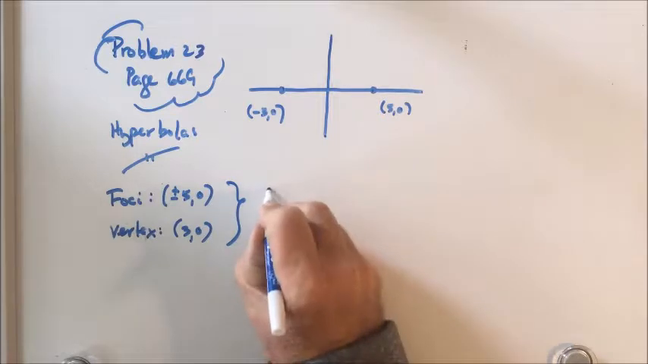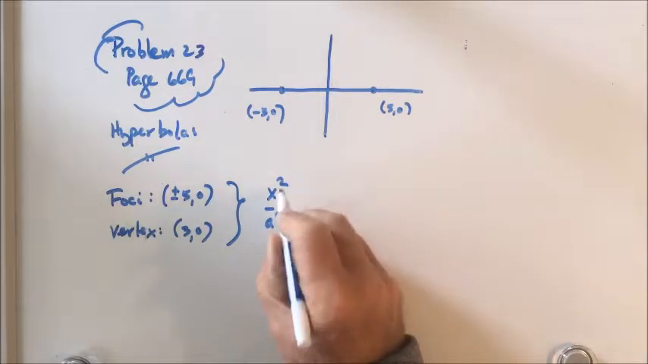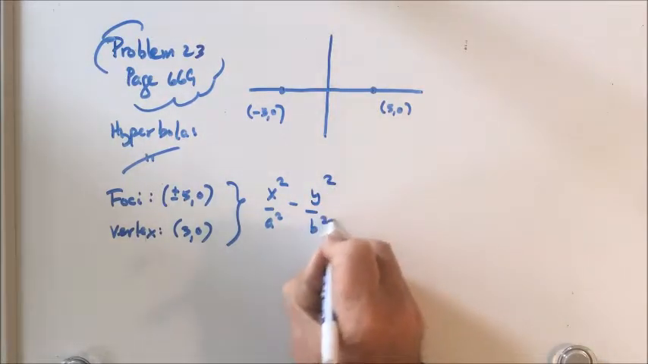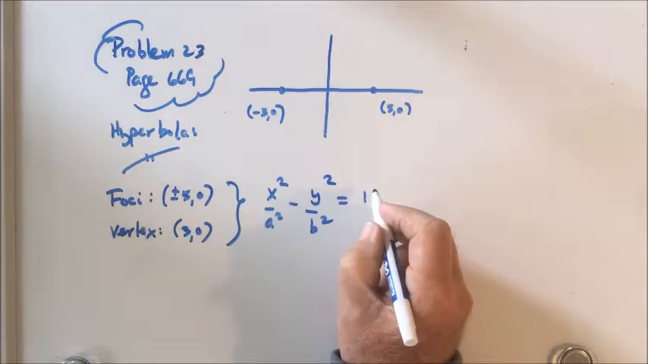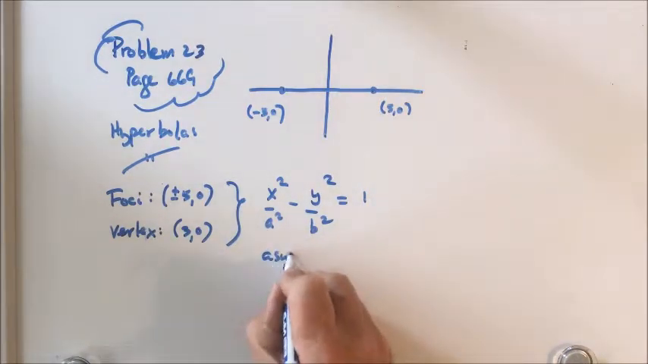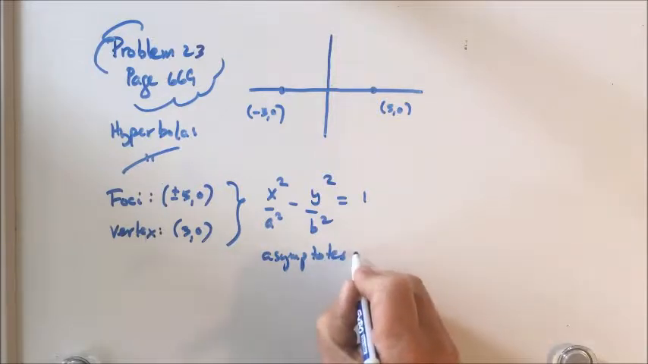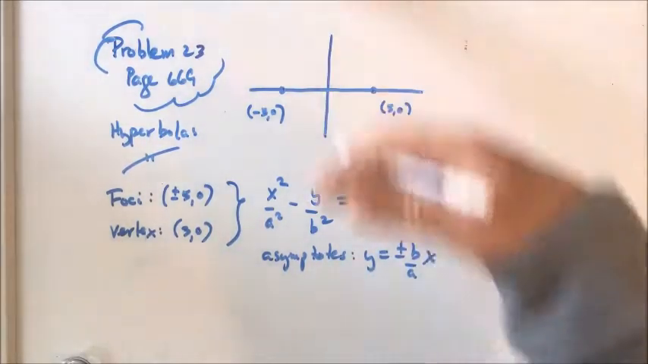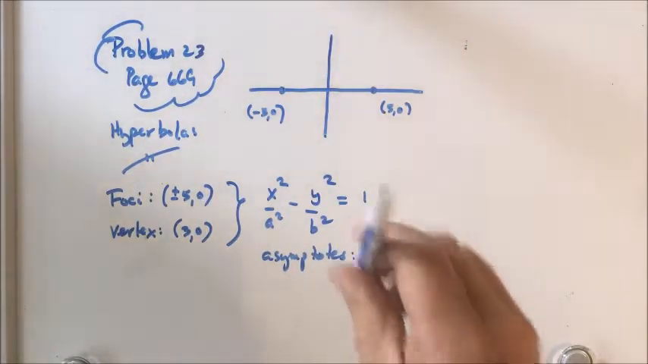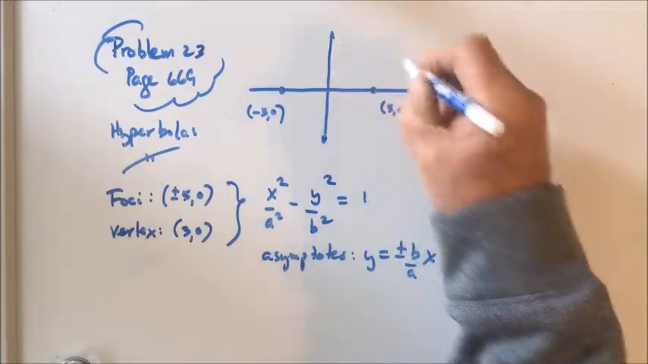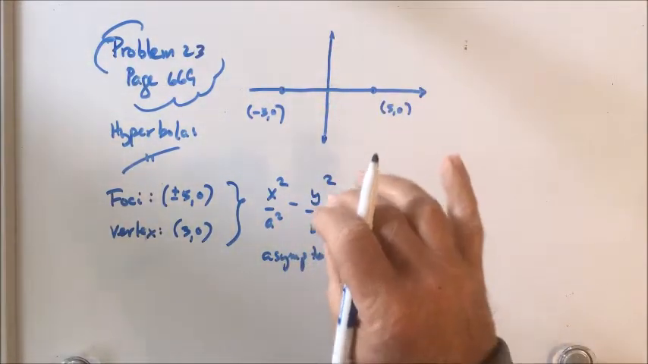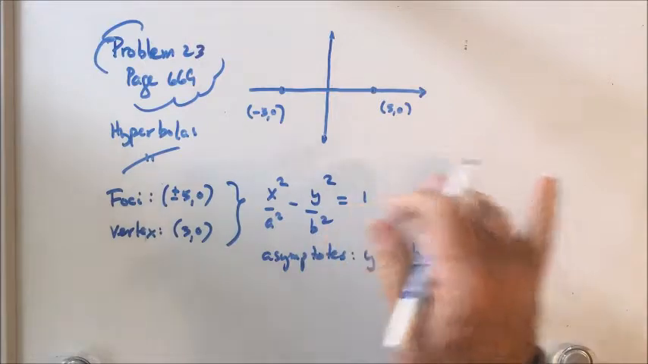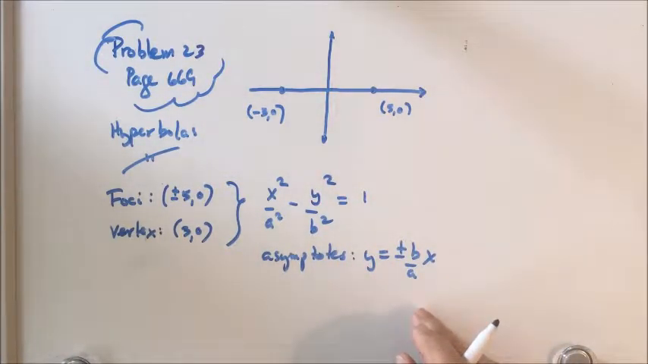And that means, by the way, that we're dealing with the form x squared divided by a squared minus y squared divided by b squared is equal to 1. And in this case, the asymptotes are y is equal to plus or minus b over a x. In the previous example, we had the branches of the hyperbola opening up and down. We wrote y squared over a squared minus x squared over b squared is equal to 1. The asymptotes were plus or minus b over a.